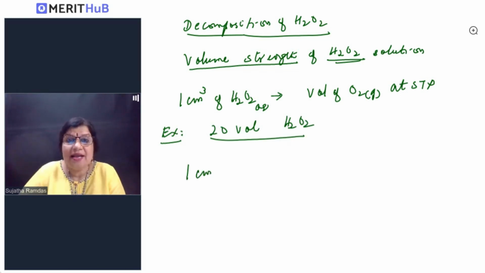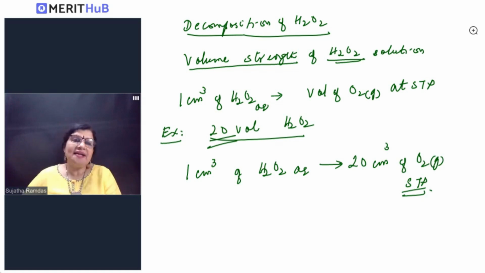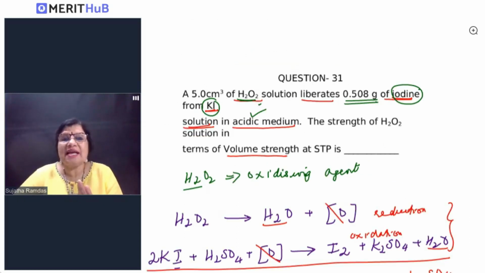We mean that it implies that 1 centimeter cubed of hydrogen peroxide solution will produce 20 milliliters or 20 cubic centimeter of oxygen gas at STP. That is the understanding. Okay. So we've been provided with the volume of hydrogen peroxide solution. And from that, let's understand the question again.